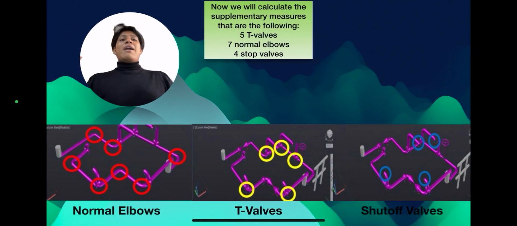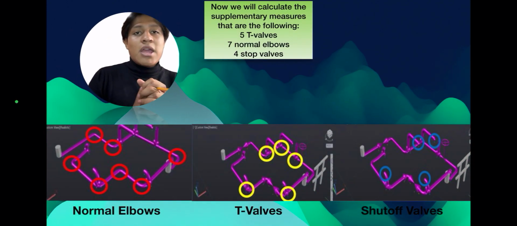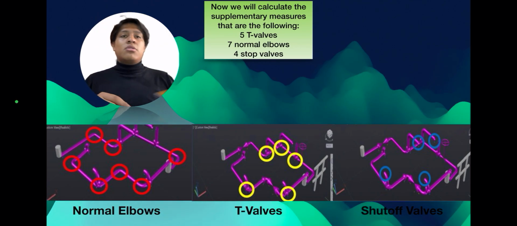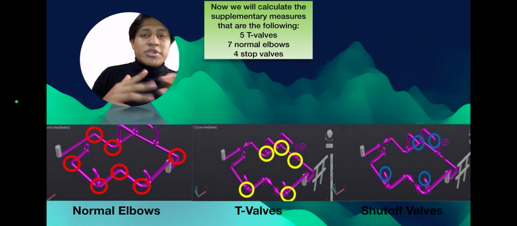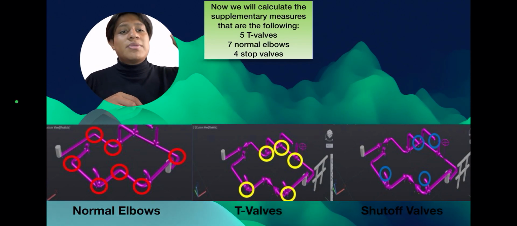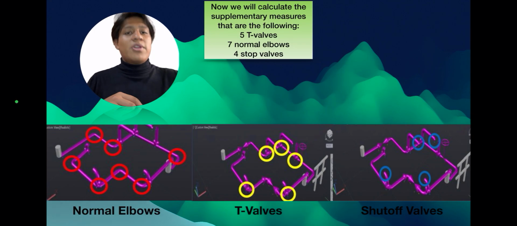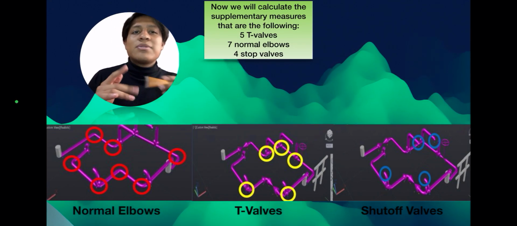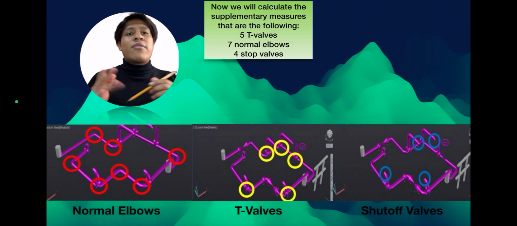So we have our components in our example, our diagram of the pneumatic air distribution system. It is made up of normal air valves, tables, and shut-off valves. So we have 5 tables, 7 normal air valves, and 4 stop valves.